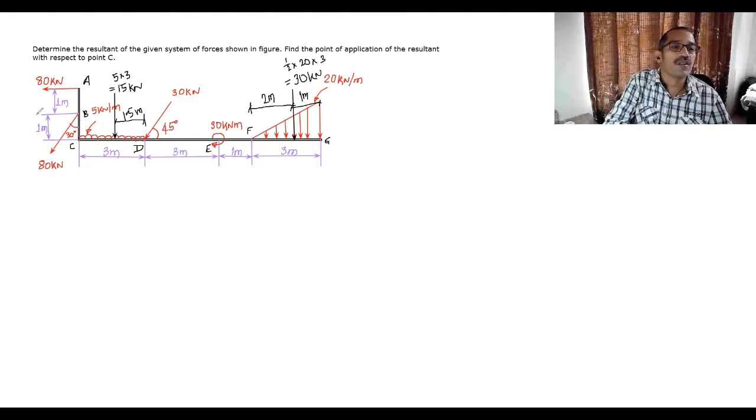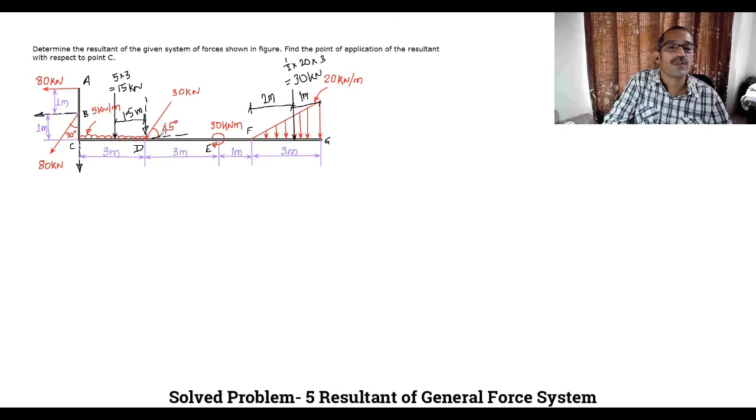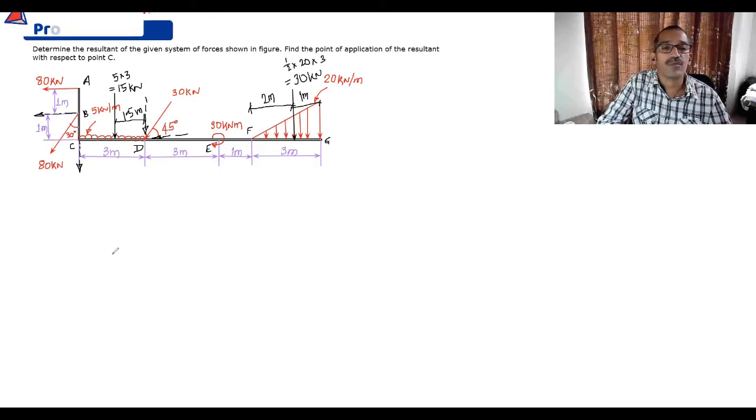If we resolve this 80 kilonewton, we get the horizontal component leftward, which becomes the sine component, 80 sin 30. The vertical component of 80 will be downward, 80 cos 30. Then this 30 kilonewton, which is inclined at 45, we resolve into a vertical component downward and a horizontal component leftward. Horizontal component becomes 30 cos 45, vertical component 30 sin 45.